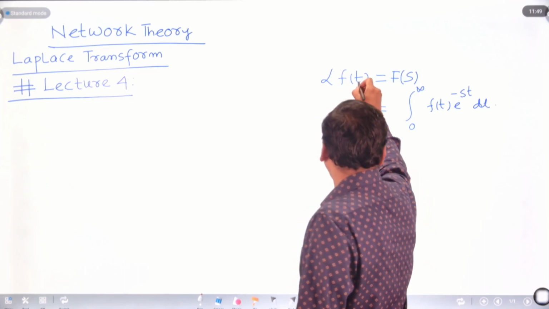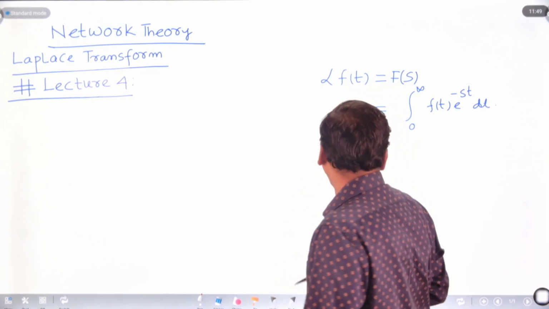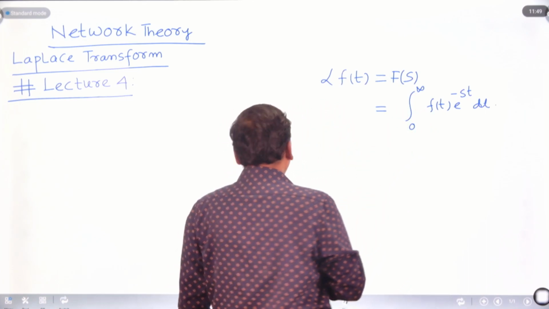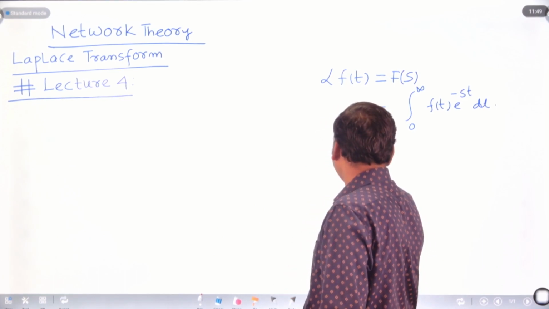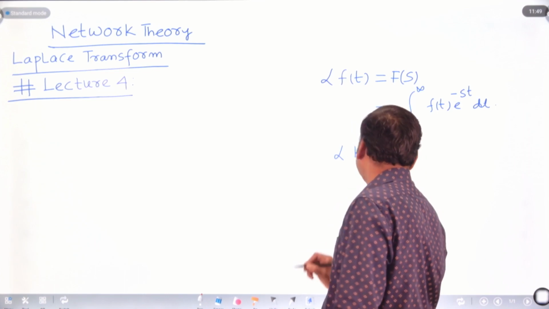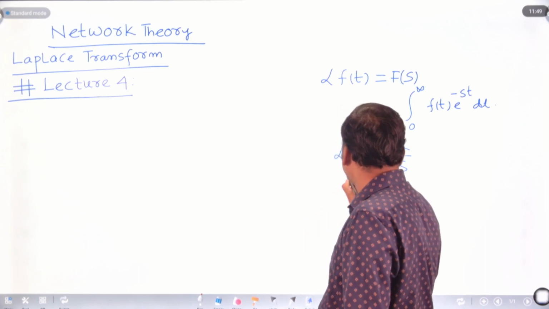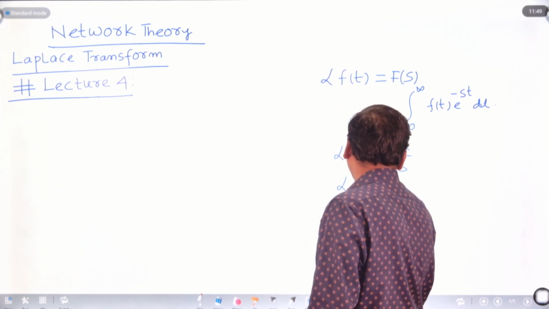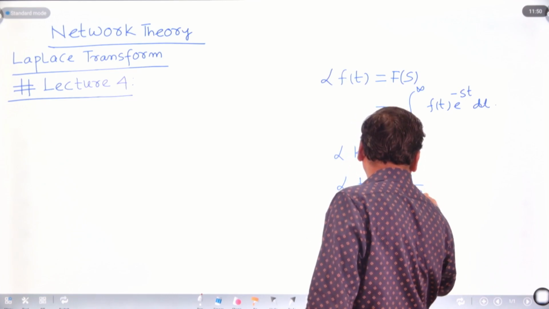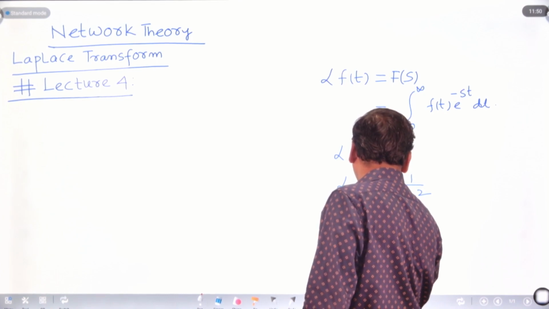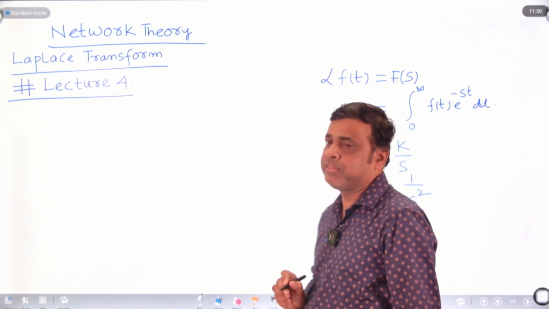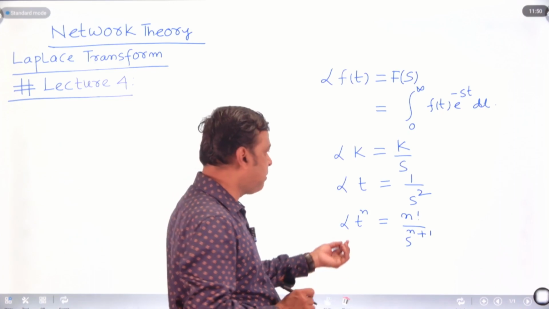So if f of t is a function, the formula to find its Laplace transform is the integral from 0 to infinity of f of t into e to the minus st dt. Already I told you some basic functions. The Laplace transform of a constant function k is k by s. Already we have derived this. Similarly, the Laplace transform of t is 1 by s square. And the Laplace transform of t to the power n is factorial n divided by s to the power n plus 1. This is the basic standard formula for time domain functions.